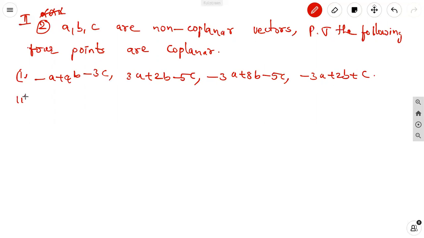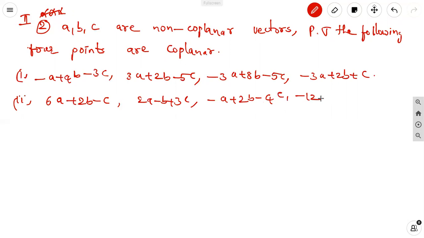The second one is 6a plus 2b minus c, 2a minus b plus 3c, minus a plus 2b minus 4c, minus 12a minus b minus 3c.